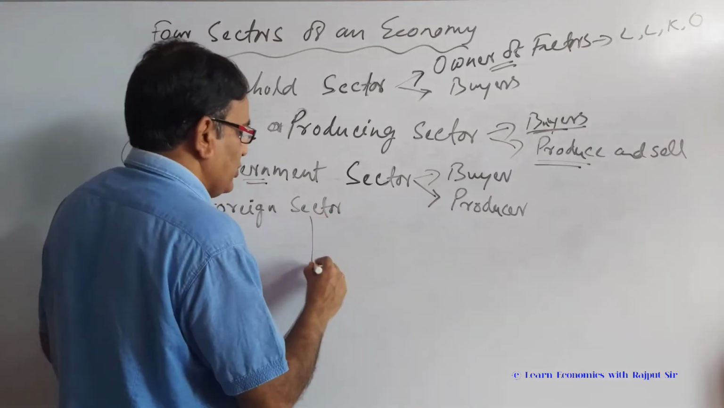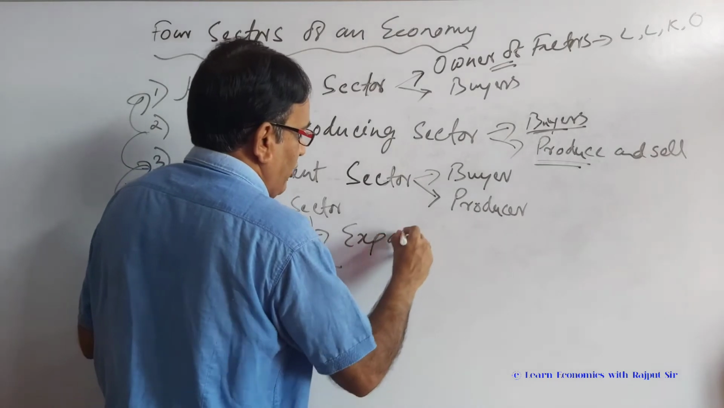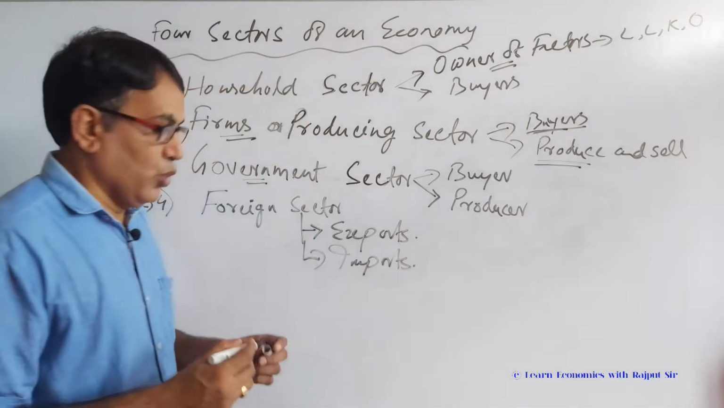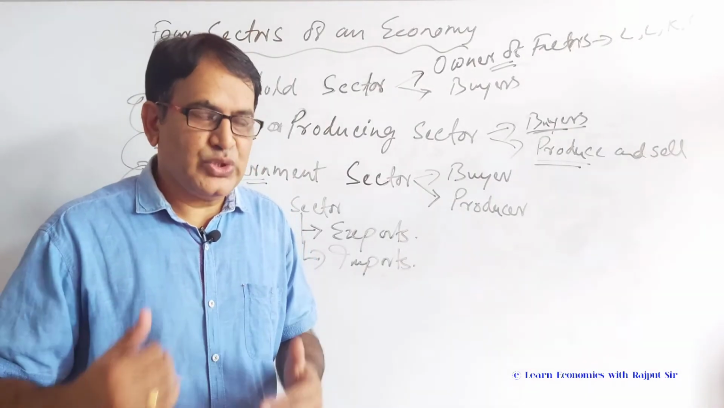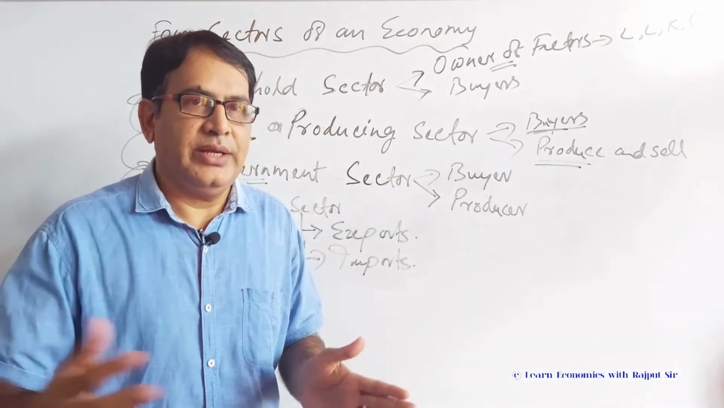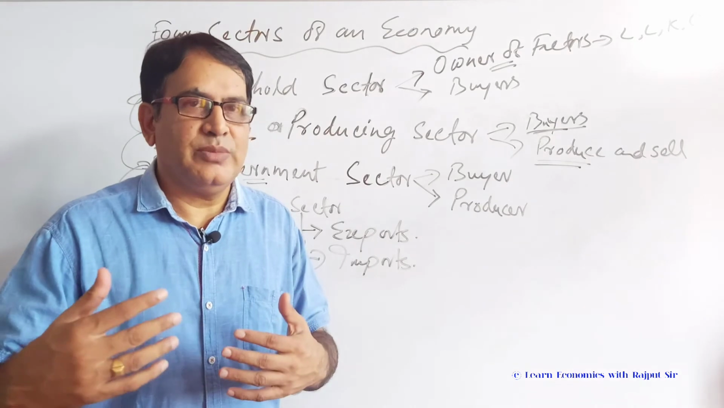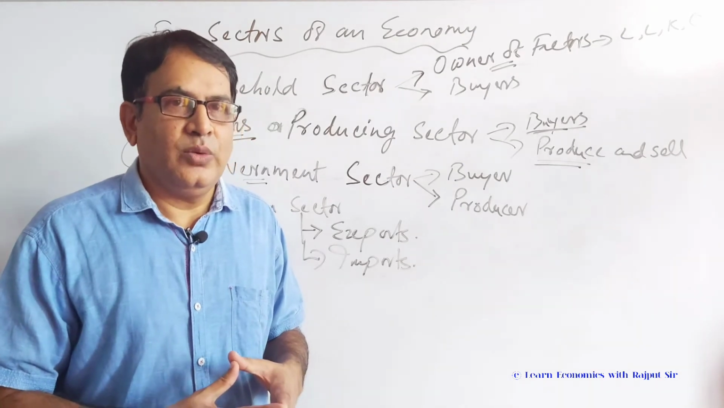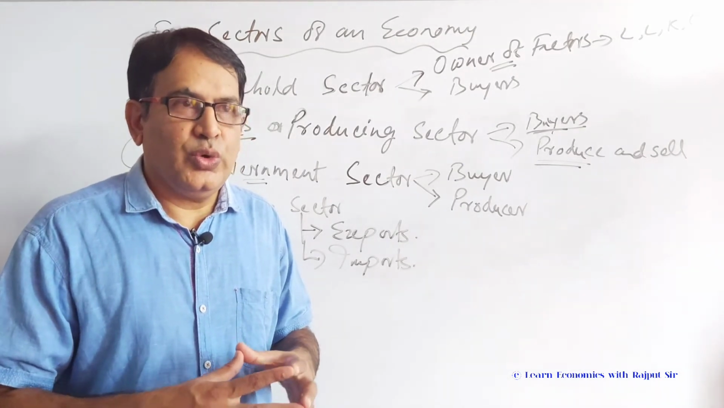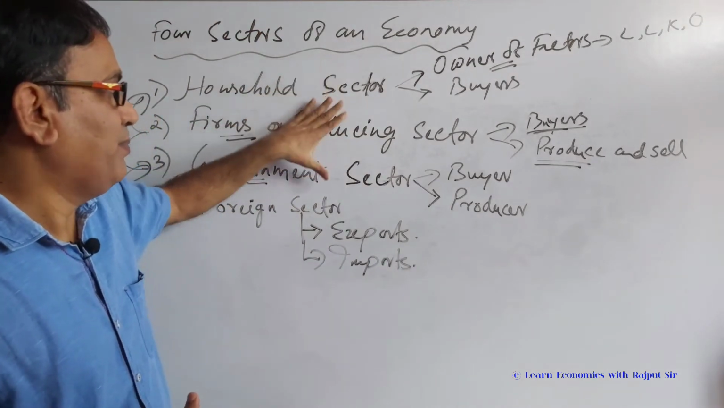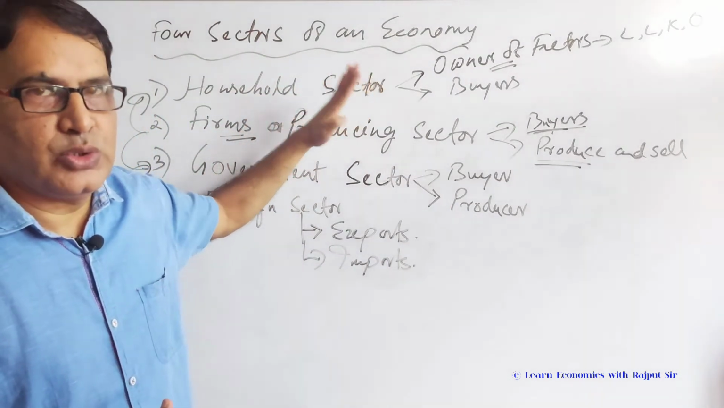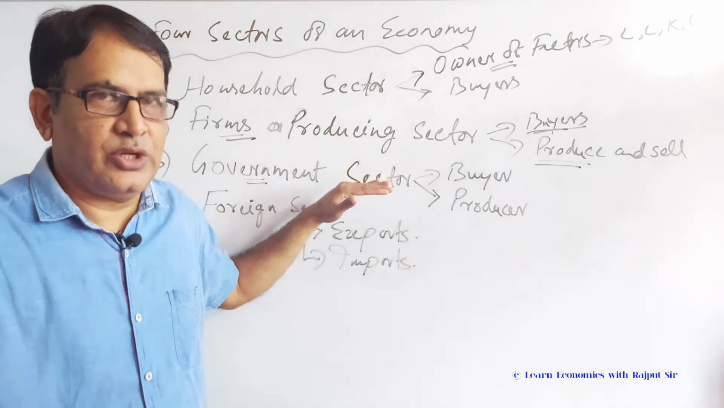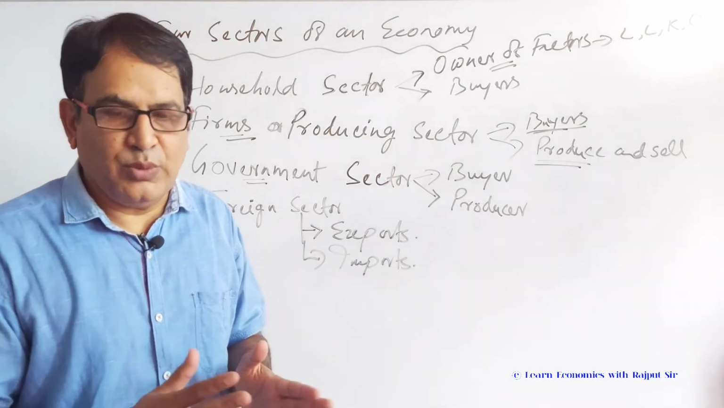Foreign sector has two components: exports and imports. Many goods and services produced inside the country are sold outside, exports. Likewise, many goods and services produced outside the country are bought and sold inside the country. We call them imports. So, these three players of the economy, households, firms, government, in a four-sector economy have trade relations with the rest of the world in terms of exports and imports.